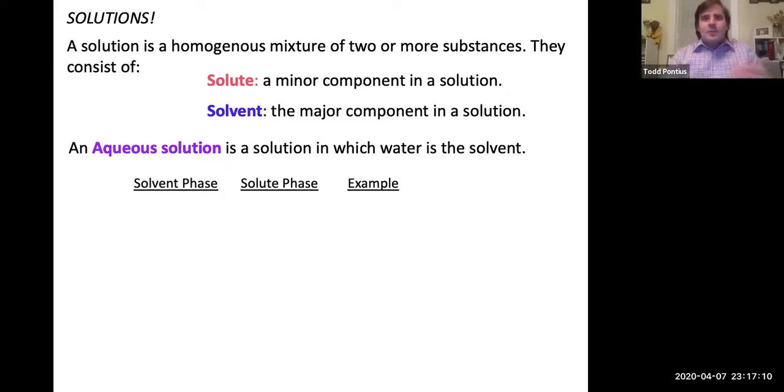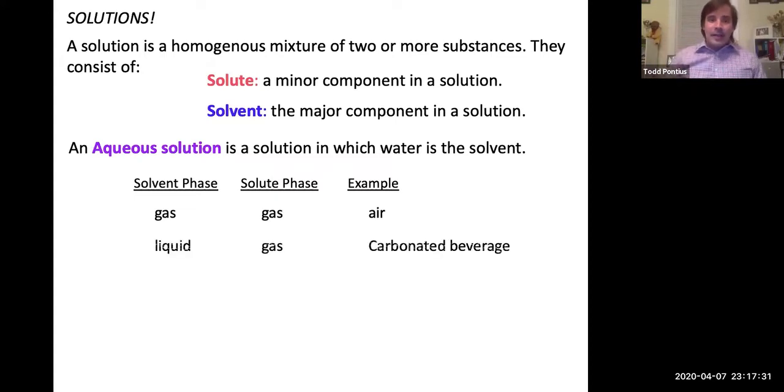So what are some examples of solutions? Well, they come in all sorts of different phases. So for example, we can have gas dissolved inside of a gas. An example would be air. So the air that we breathe in is about 78% nitrogen. We'll call that the solvent. About 21% oxygen, solute. And then we've got helium, neon, argon, CO2, methane, etc. Another example, a liquid solvent with a gas solute. An example of that would be a carbonated beverage, something with CO2 dissolved into it.